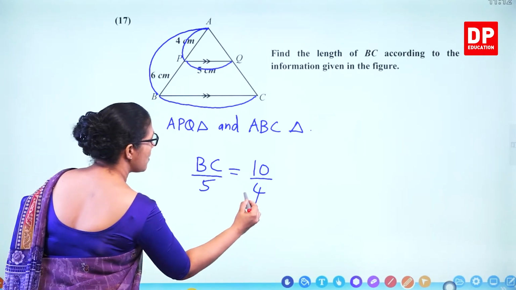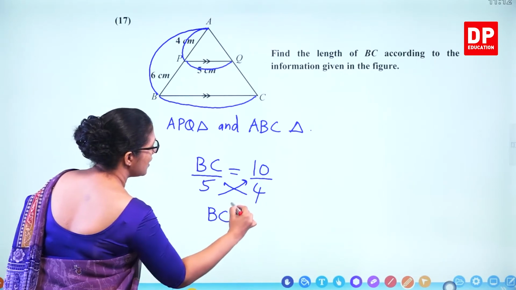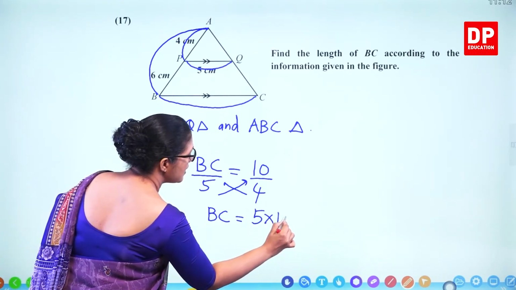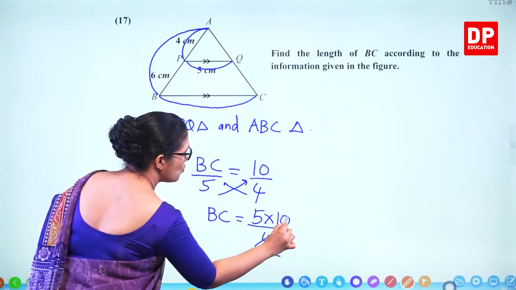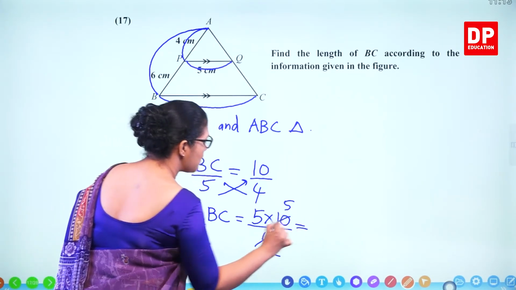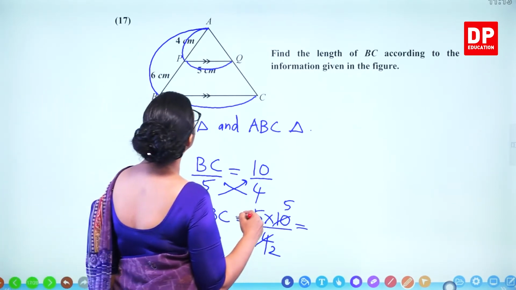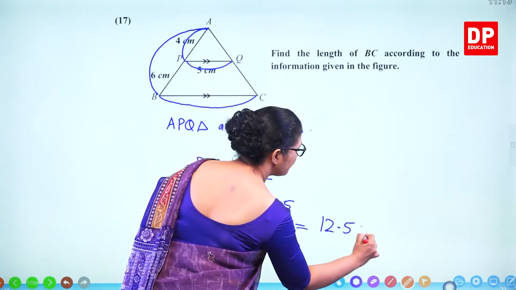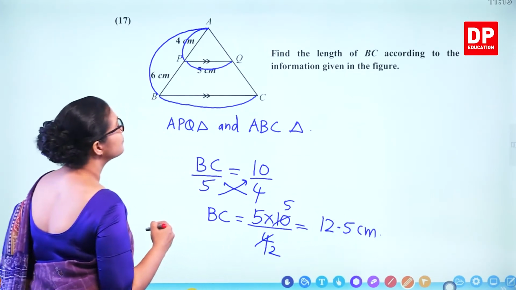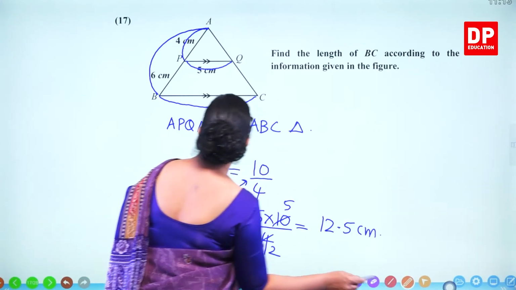Now you can cross multiply and find out BC. 5 times 10 and divide by 4. 2 times 2, 2 times 5. 25 divided by 2. That's 12.5 centimeters. 2 marks for that.